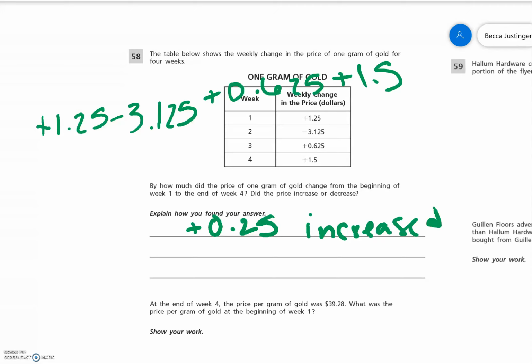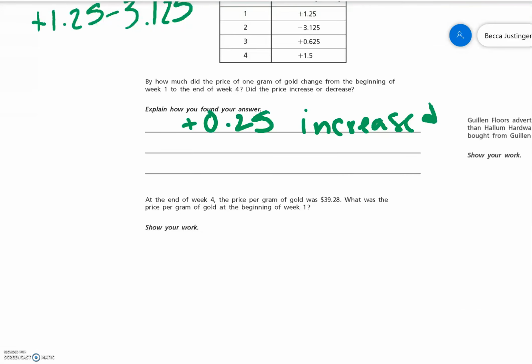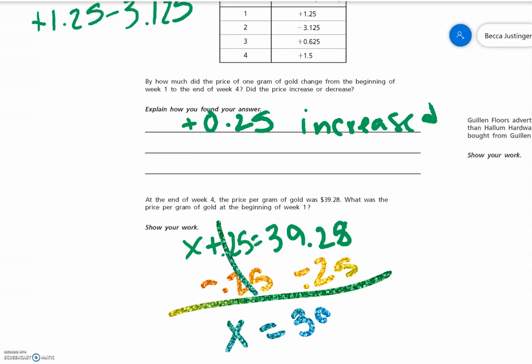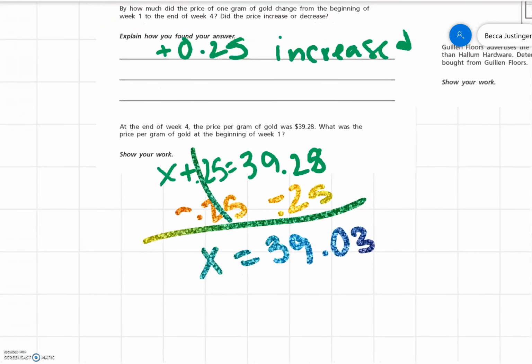At the end of week 4, the price per gram sold was $39.28. What was the price per gram sold at the beginning of week 1? Well, 39.28 was week 1 plus that 0.25 that we just found. So to solve for x, we're going to subtract 0.25 from both sides. And we get x is equal to, so the original price was $39.03.